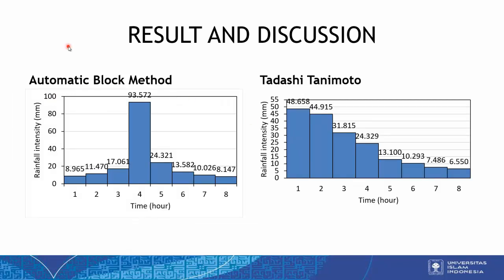This one, the result of the distributed rainfall intensity. The left one, the result for automatic block method or ABM, while the right one is the result from the Tadashi Tanimoto method. If we compare, the peak of rainfall intensity from ABM method is higher than the peak intensity from the Tadashi Tanimoto. While the Tadashi Tanimoto rainfall intensity value will decrease gradually, for the automatic block method, the swing of the decline of the rainfall intensity is significant if you compare between the Tadashi Tanimoto and the ABM method.